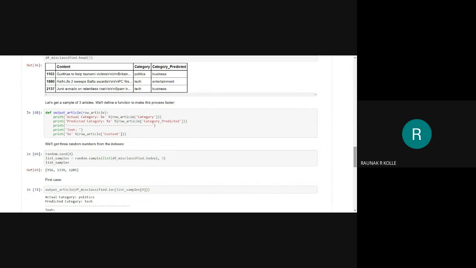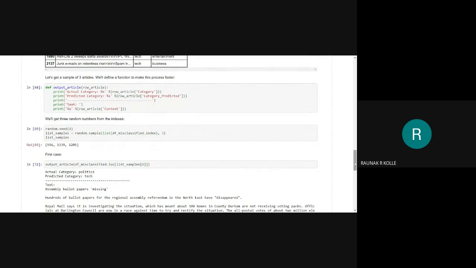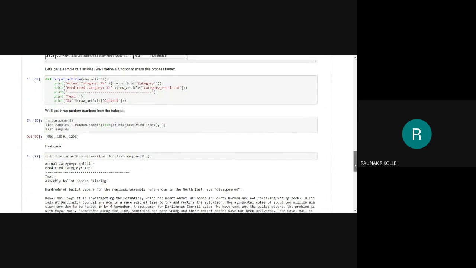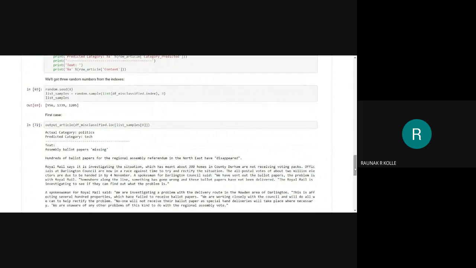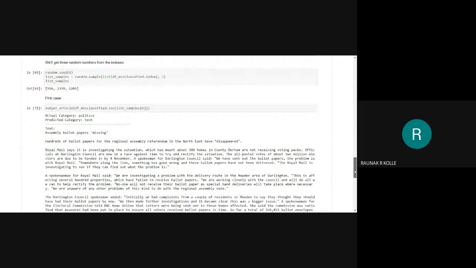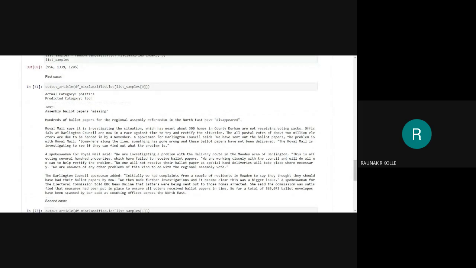We apply a function to make the process faster in the 3 misclassified files. We see that the actual category is politics, but the predicted category is technology, and the text is that the assembly ballot papers are missing.